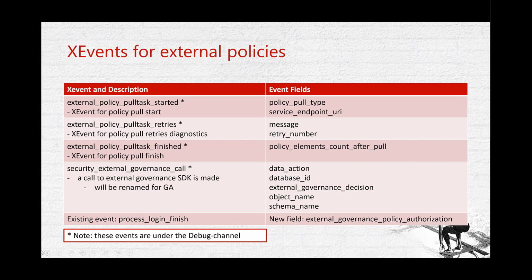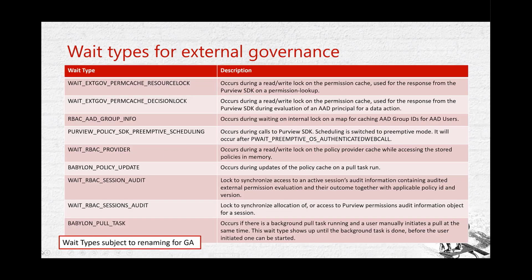And we also extended the process login finish event with a new field, external governance policy authorization, that basically includes a flag if the user that logged in has logged in by using a policy connect permission, right? So this user may not have a SQL permission to connect. He may not have a login in SQL or user account. He may only have access via a policy, and that is then part of the process login finish event. Note that all of the new events are actually under the debug channel if you don't find them in the default.